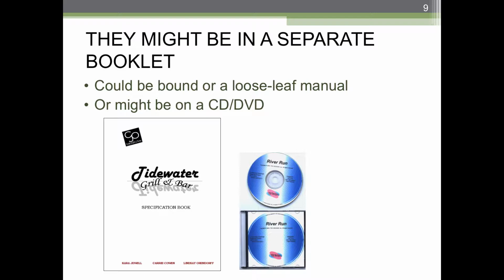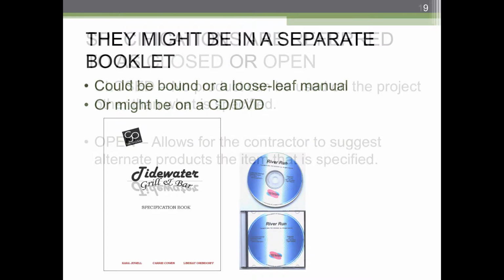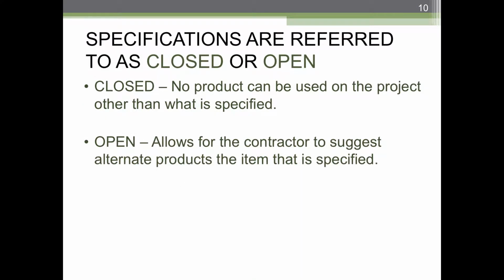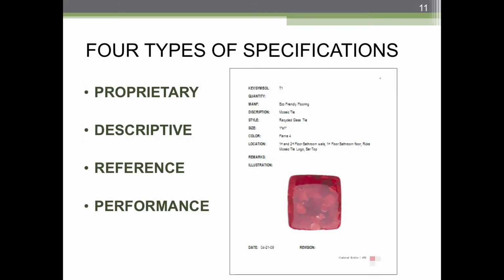Also common in more complicated projects, or ones where the specifications are more critical, they are bound in a separate manual or put on a CD or DVD, if you've ever seen one of those. There are two general classifications of specifications. One is closed, where basically you give us that product or nothing else, or open, which allows the contractor to suggest products.